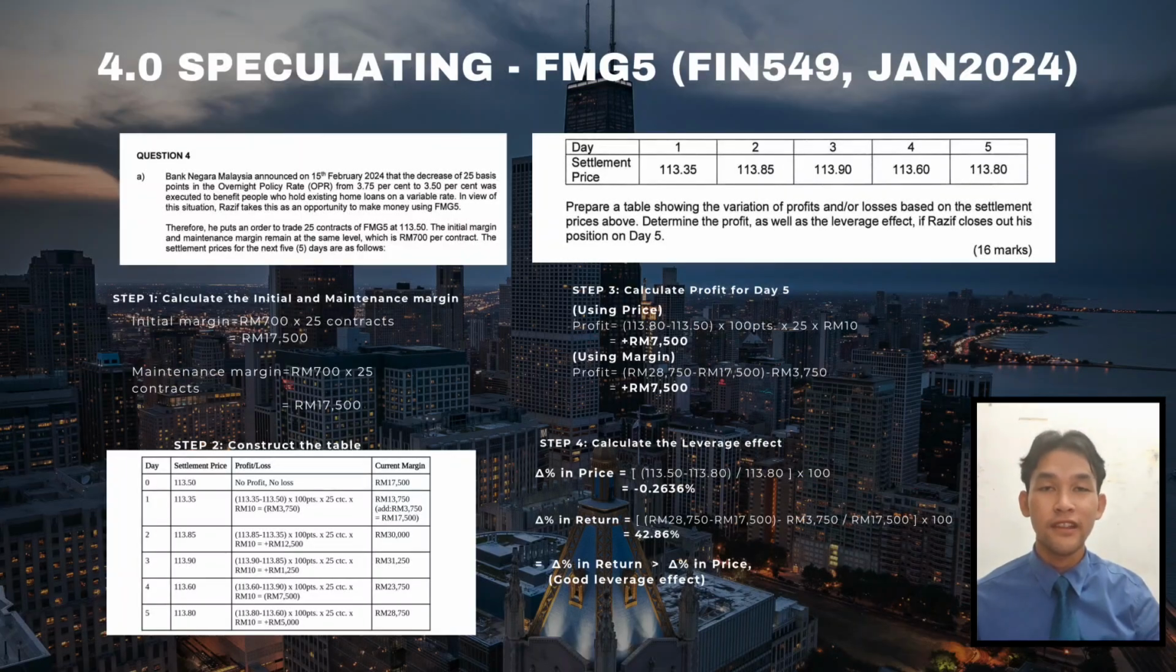My name is Ashrazin and we will discuss about speculating question for FMG5. So for the first point is, the question stated that there is a decrease of 25 basis point in OPR, which means there is decrease of 25 basis point in interest rate, which is from 3.75% to 3.5%. So first of all, when we talk about the decrease in interest rate, we will also expect that the price will go up in the future.